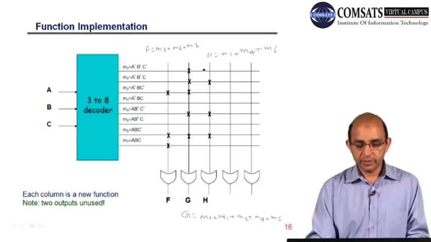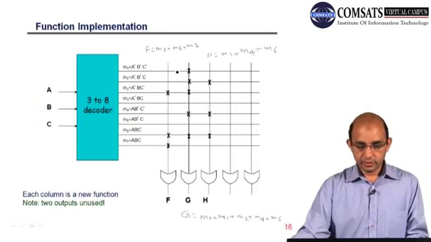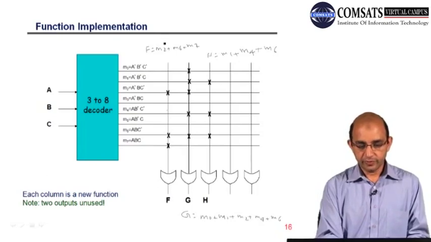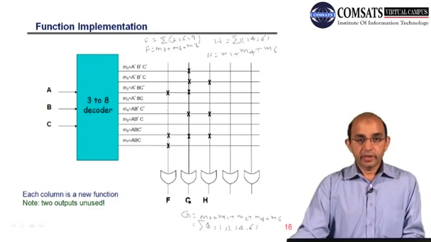So each column is representing a unique function, right? Or I can have another representation if you remember, right? So I can have summation 1, right, 4, and 6, right? This is for H. For F, I can have summation 2, 6, 7, right? For G, I can have 0, 1, 2, 4, and 6, right? Okay, so this is another representation, right?